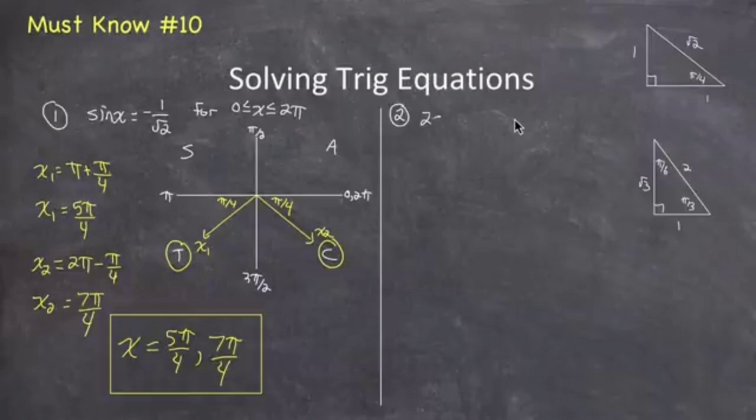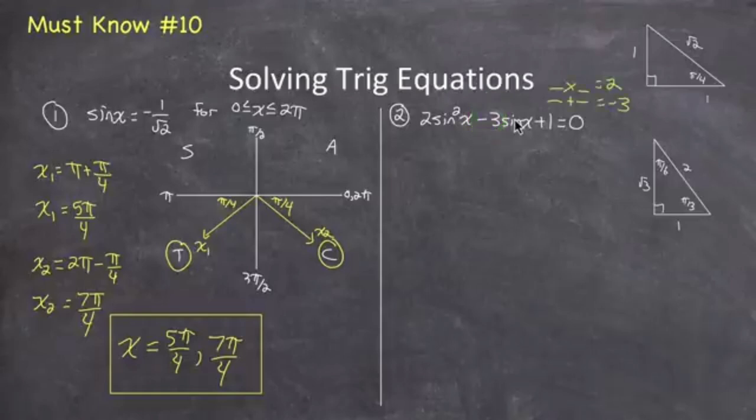Let's say we have 2 sine squared x minus 3 sine x plus 1 equals 0. I would start by factoring this quadratic expression by finding numbers that have a product of 2 times 1, so a product of 2, and a sum of negative 3. The numbers that satisfy that product and sum are negative 2 and negative 1. There's lots of factoring methods you could use. I'll just split the middle term of this quadratic into negative 2 sine x minus sine x.